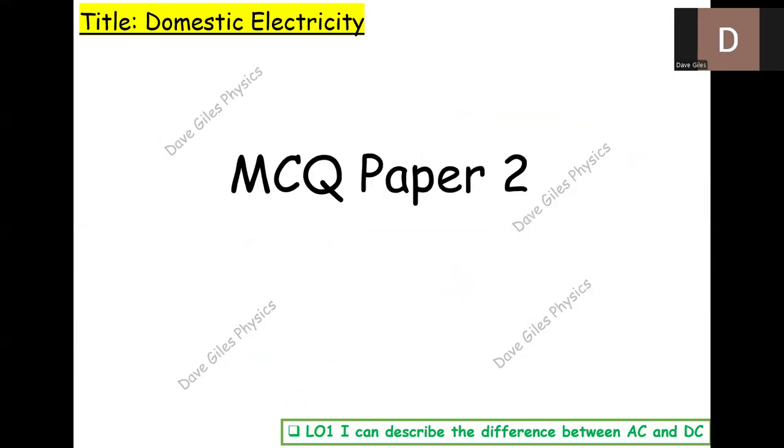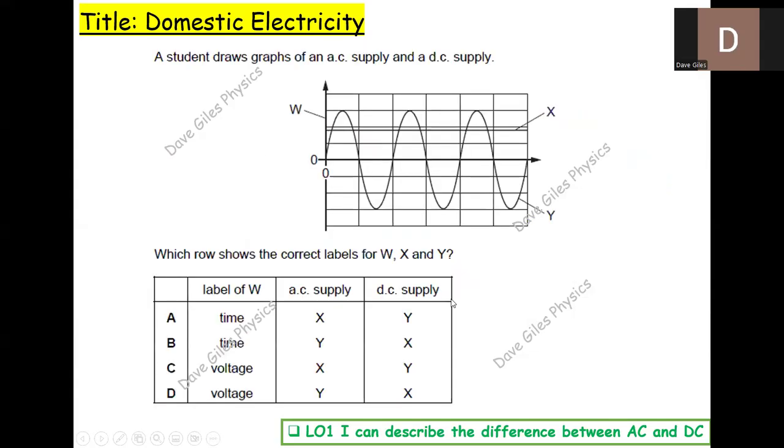Let's have a look at some past paper MCQs from paper 2. A student draws a graph of an AC supply and a DC supply. We can see here that this is the AC and this straight line here is the DC. Which row shows the correct labels for W, X, and Y? W is the axis, so that will be the voltage on this axis here. X is the straight line, so that is DC. Y is AC, so the answer is therefore D.